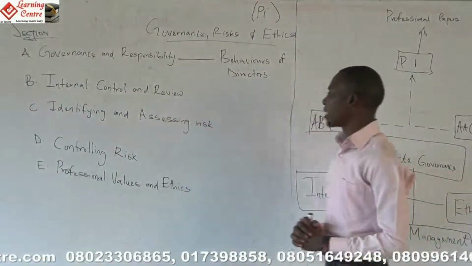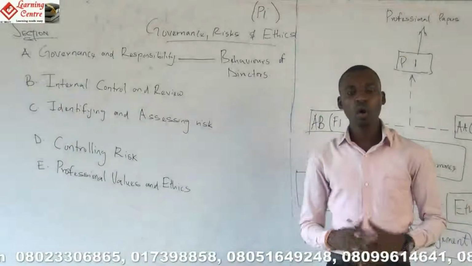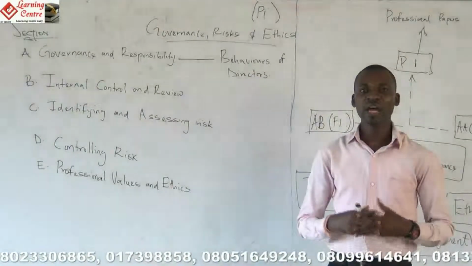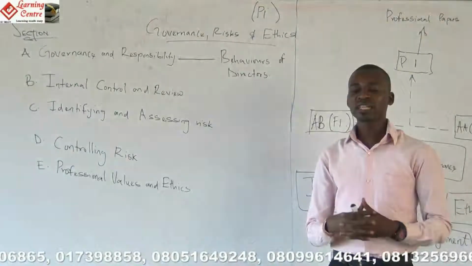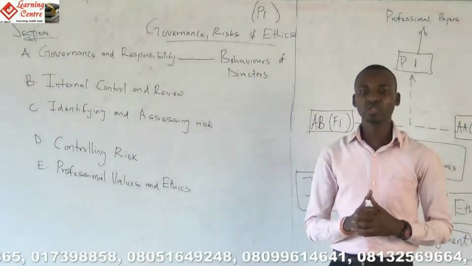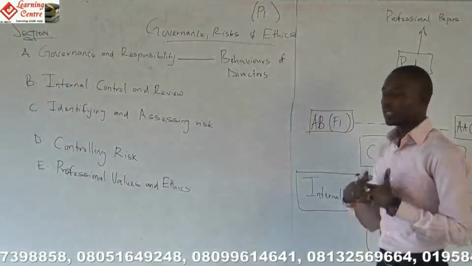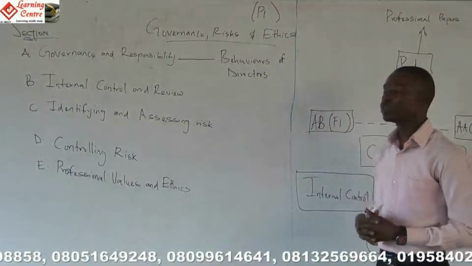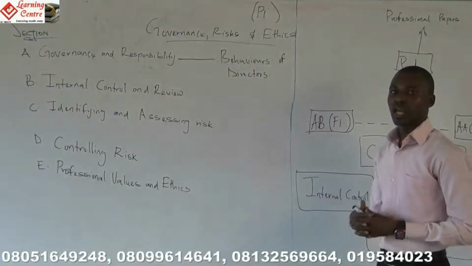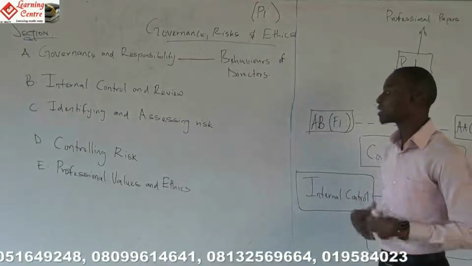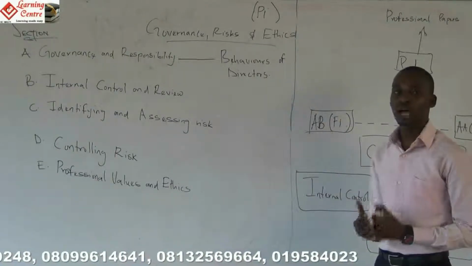The C part talks about identifying and assessing risk. All organizations are affected by different types of risk. No matter where you are in the business world, you are exposed to certain risk. So it is important and pertinent for you to understand how you can identify some of these risks. And not only identifying this, you need to understand the possible impact that these risks are going to have on you.